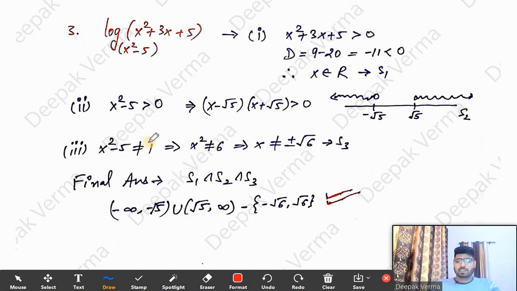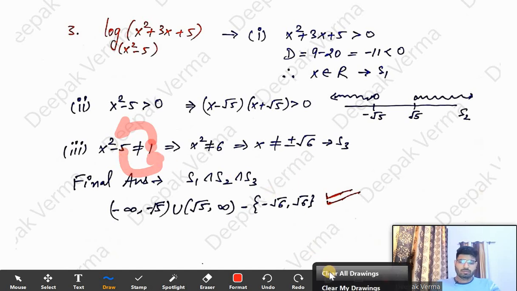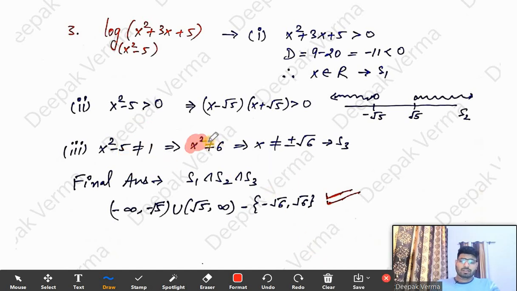Now solve it out. We have 1 here. Take it to the left hand side. We will get minus 6, or we can say take minus 5 to the right hand side. So we will get x square not equal to 6. That is x not equal to plus minus root 6. Got it? Let's say this is solution S3. Now the final solution will be what? S1 intersection S2 intersection S3. So final answer will be, take the intersection of all these three solutions.